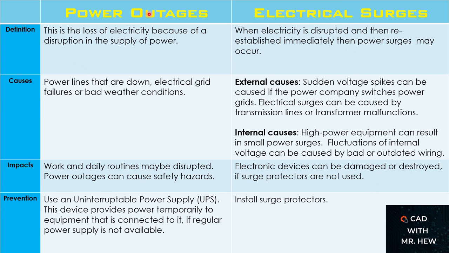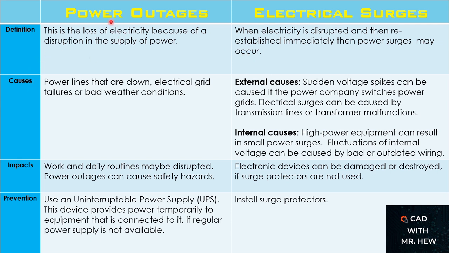So let's look at the definition for power outages. This is a loss of electricity because of a disruption in the power supply. Let's look at the definition for electrical surges. When electricity is disrupted and then re-established immediately, then power surges may occur.